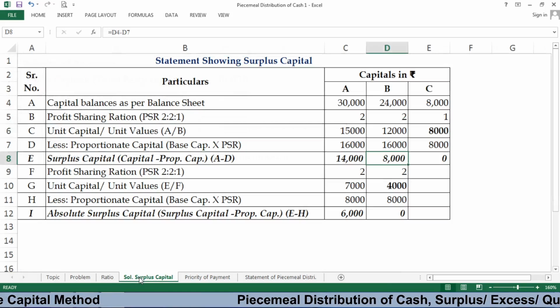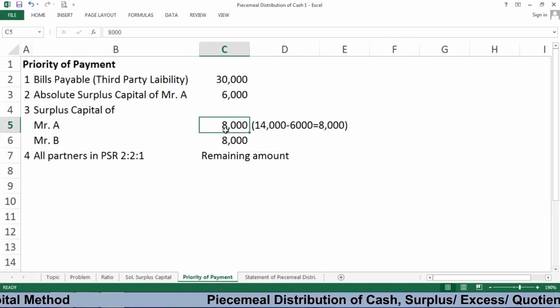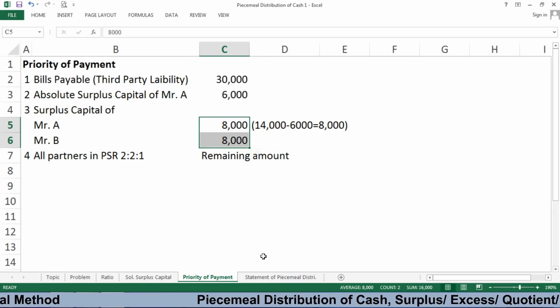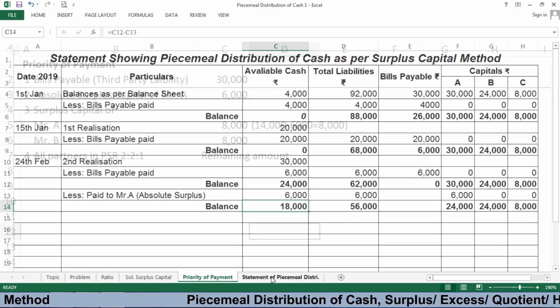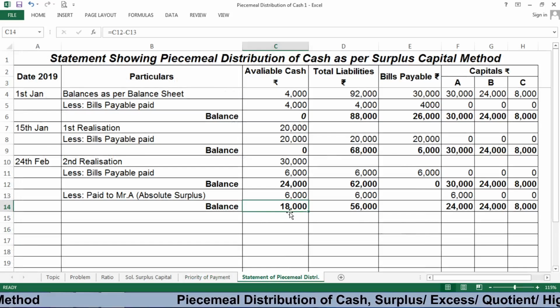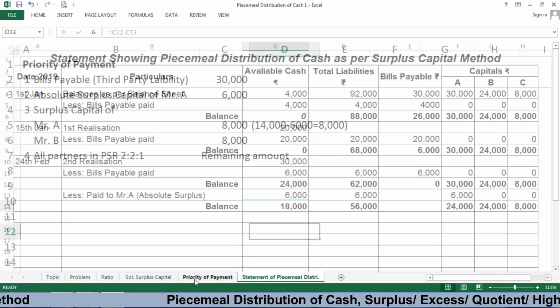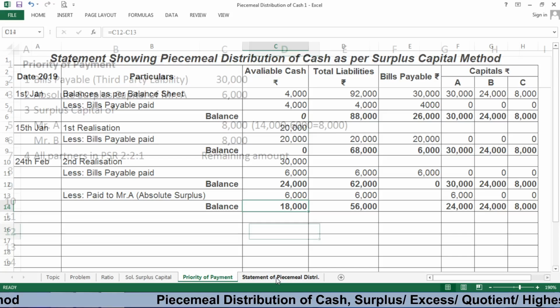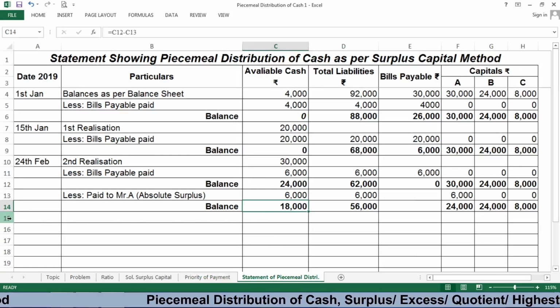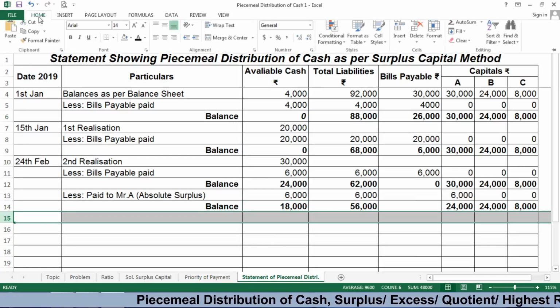And another person, that is Mr. B, his surplus is 8,000. So in this step, we will pay 8,000 to Mr. A and 8,000 to Mr. B. Okay, let's see. We have 18,000 and we have to pay 8 plus 8, 16,000. That means we have sufficient amount of cash.